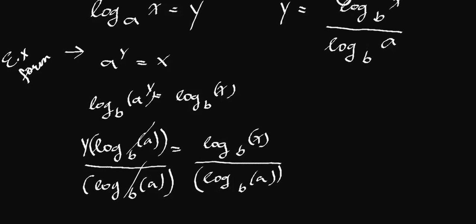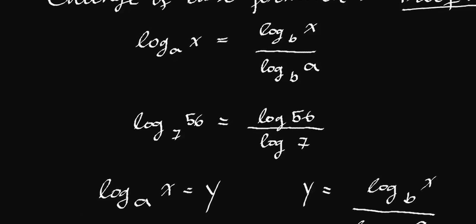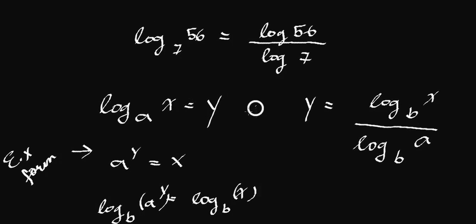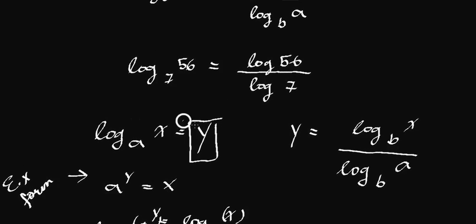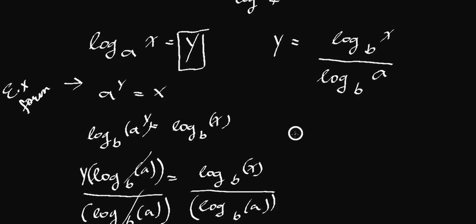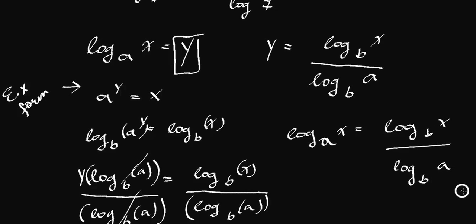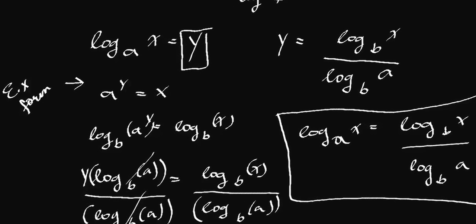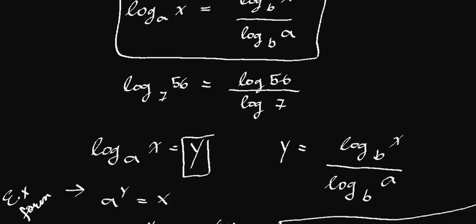Right? Okay, great. But remember how we made a substitution for y in our very first step? Right here. We said y equals this thing. So let's just plug this in here. Right, so if we do that, we get log base A of x equals this thing, log base B of x over log base B of A. And we are done. And look at this. This is the same thing as this. Okay? So we just proved it.